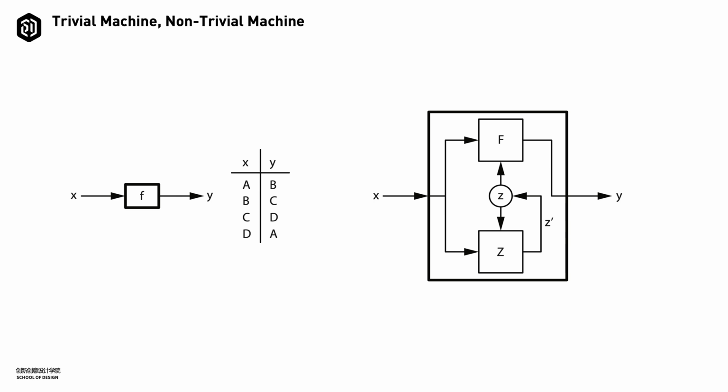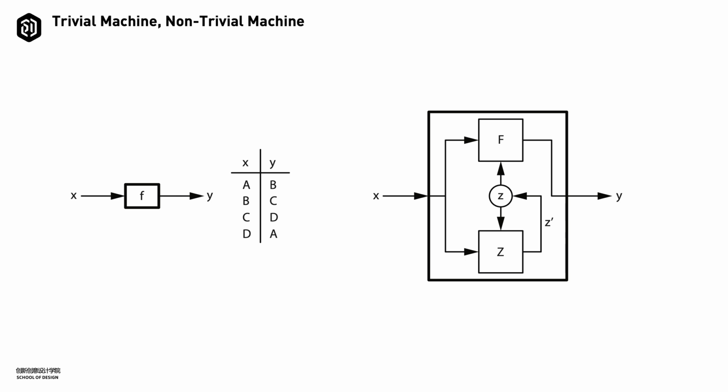The non-trivial machine has an internal state, and the input, together with the internal state, determines the output. And every time it produces an output, the internal state goes to the next position, and there are a lot of positions inside. That makes this system extremely difficult to predict.